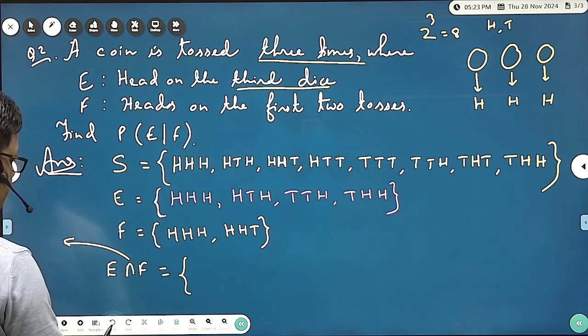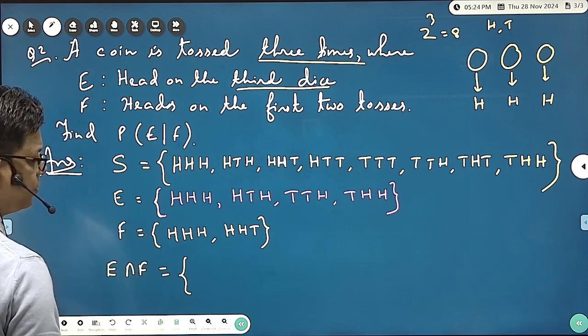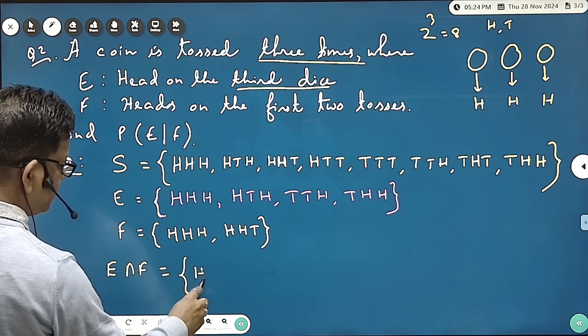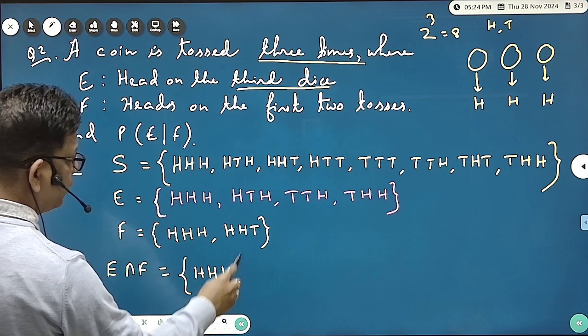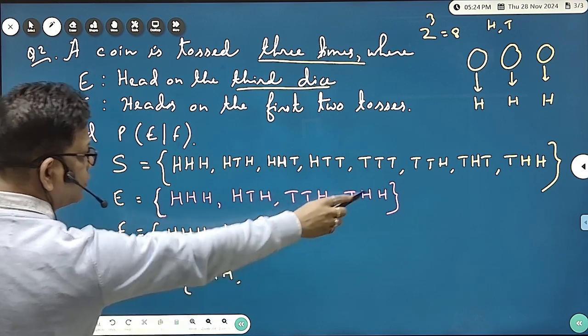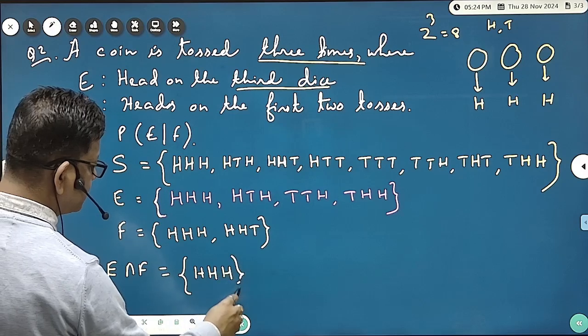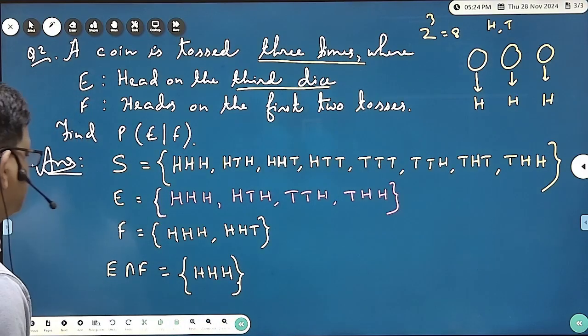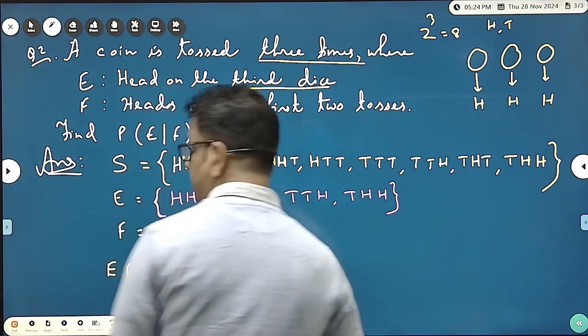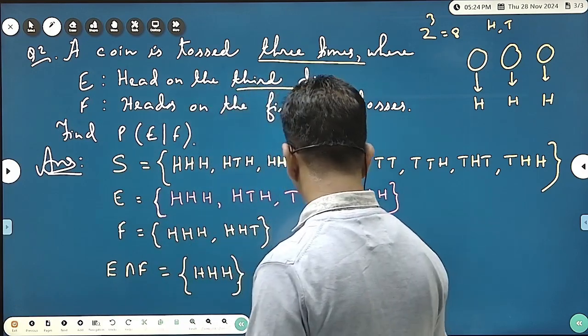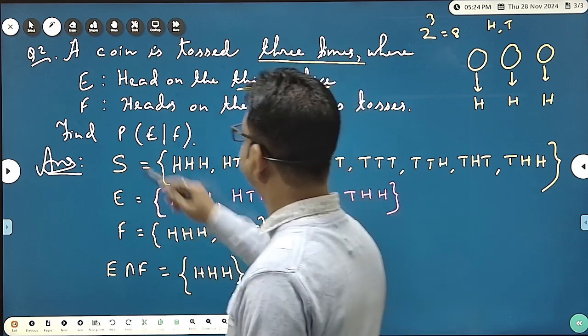Okay, now let's try. Which element is there in both? HHH. Do I have more? HHT is here but not there. These all are there but not in this. So I can understand that only HHH is the only outcome in E intersection F. Okay, now let me complete the answer here.